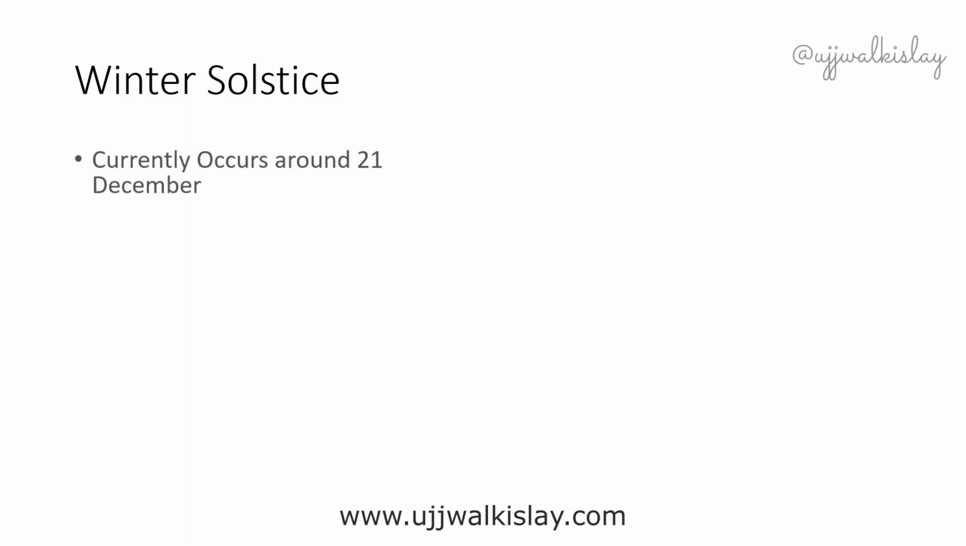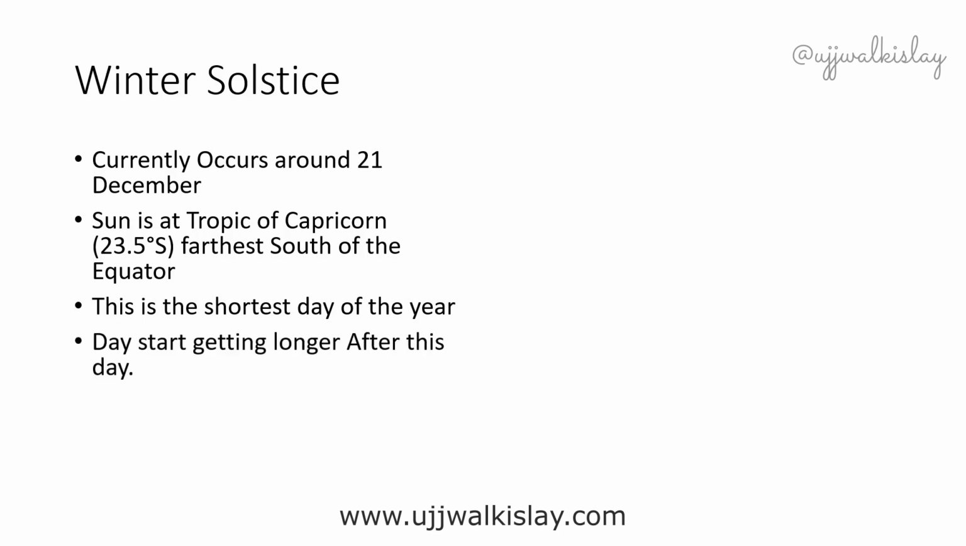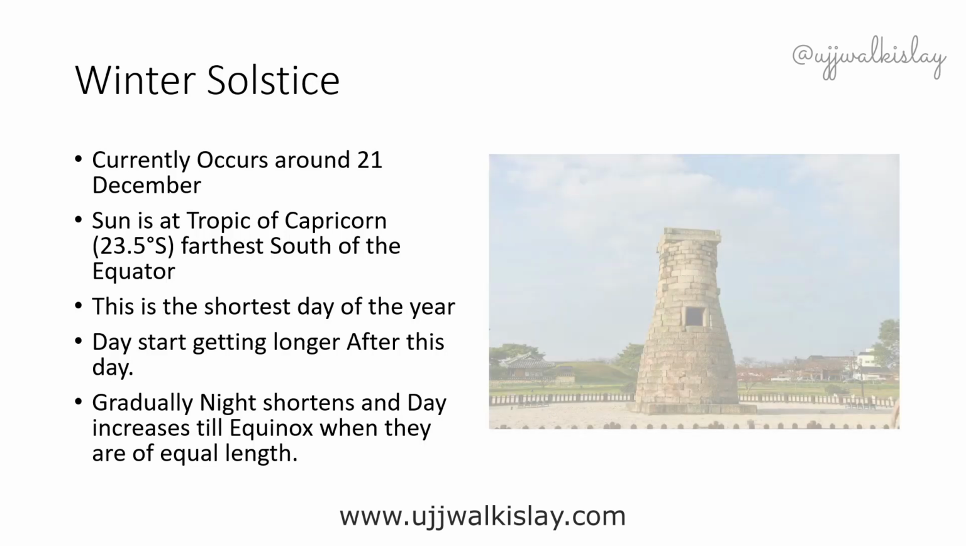Winter solstice. Currently, winter solstice occurs around 21st December every year. Sun is at the Tropic of Capricorn, farthest south of the equator. This is the shortest day of the year. Since this is the shortest day, hereafter the length of day will increase. Gradually the night shortens and the daytime increases till equinox when they are of equal length.